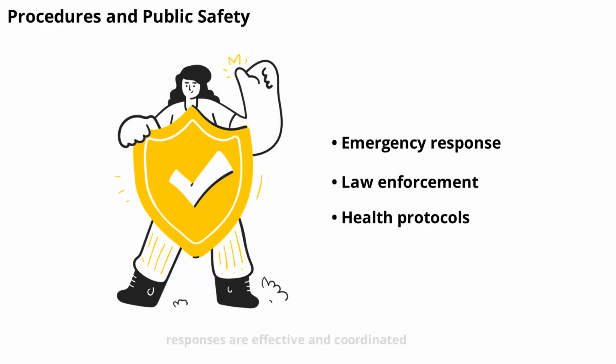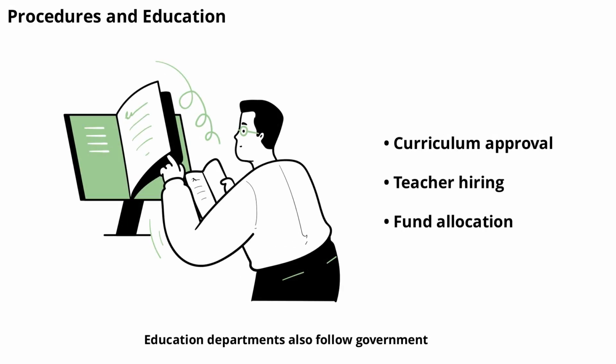Clear procedures help ensure that responses are effective and coordinated. Education departments also follow government procedures for things like approving curricula, hiring teachers, and allocating funds. These steps help ensure that schools operate smoothly and that students receive a quality education. Procedures also provide a way to address concerns or complaints.